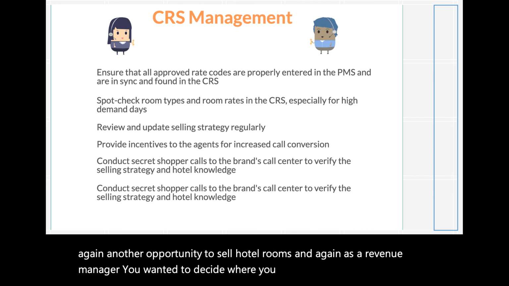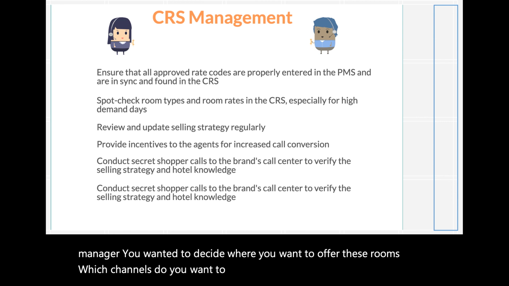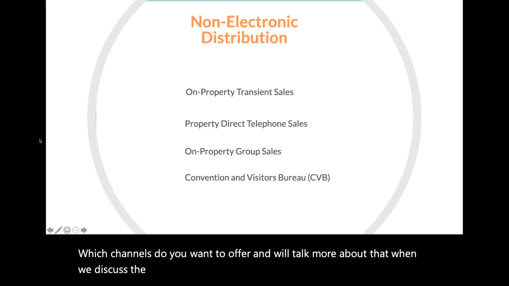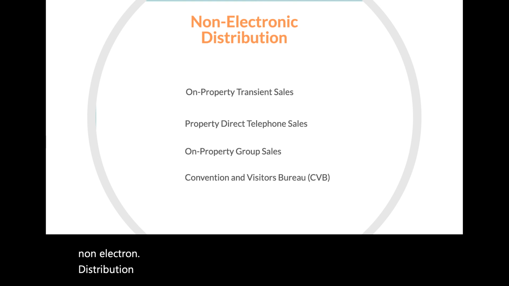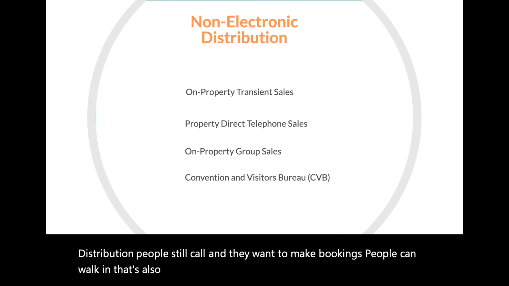Finally, we also have the opportunity for non-electronic distribution. Okay, so if people still call in and they want to make bookings, people can walk in. That's also considered non-electronic. Of course, group sales, even having information available to convention bureaus, those are all considered non-electronic distribution.